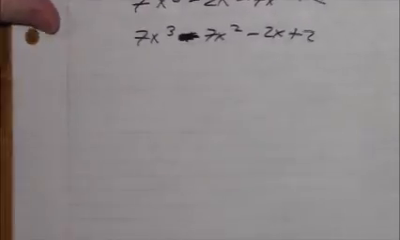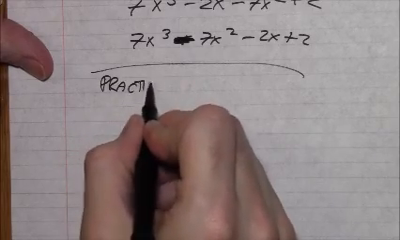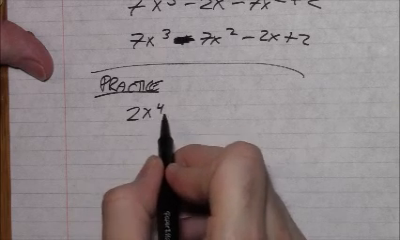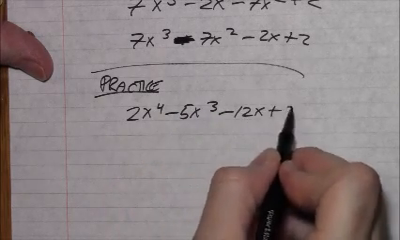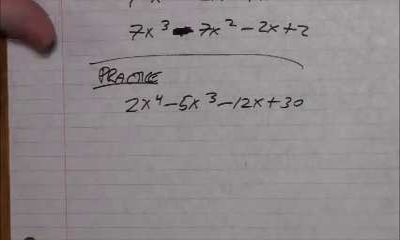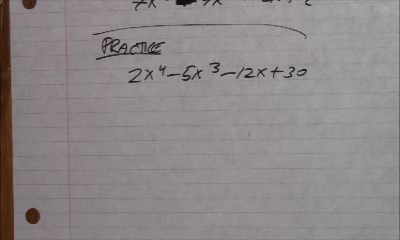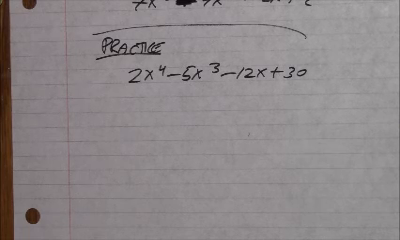Okay, now we're going to go to an... Oh, wait a minute. I should have you practice one, and I have a practice one ready to go. Practice this one. 2x to the 4th minus 5x cubed minus 12x plus 30. All right, go ahead and take a few moments to do it. Pause the video. When you come back, I'll be starting again in 5 seconds video time.